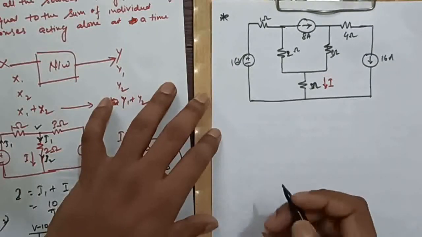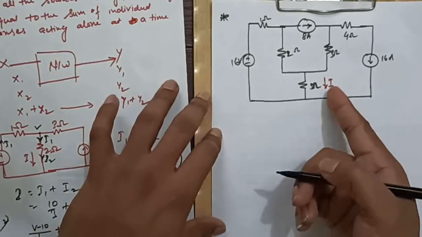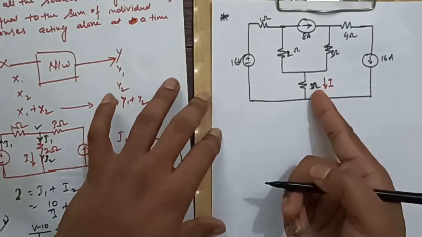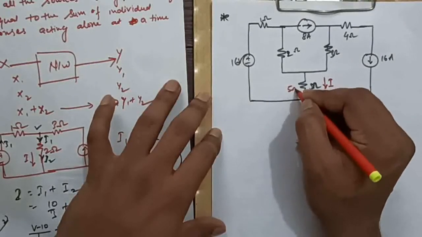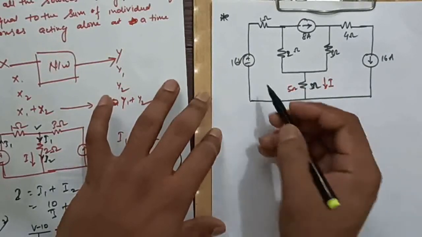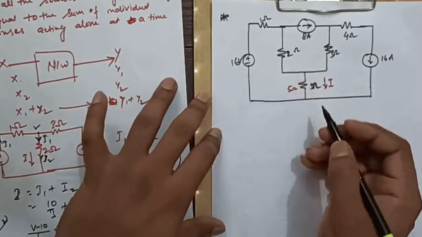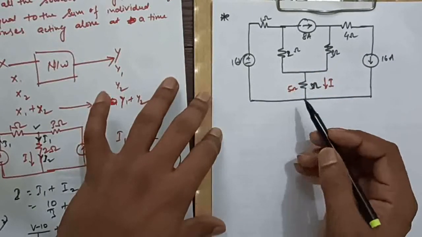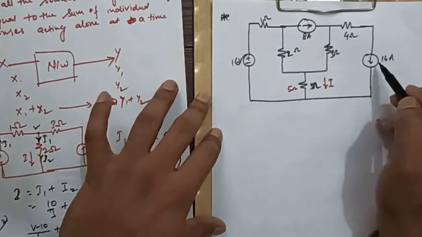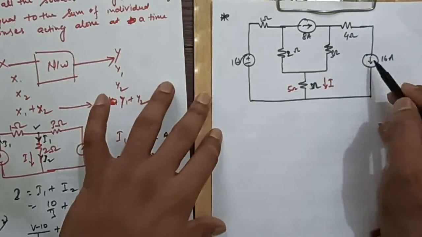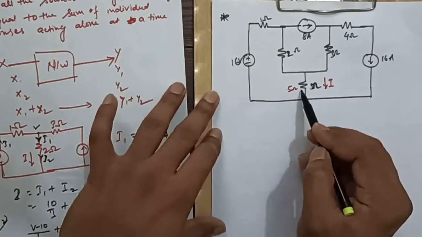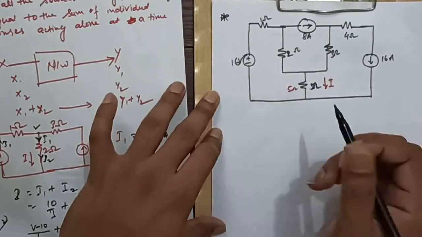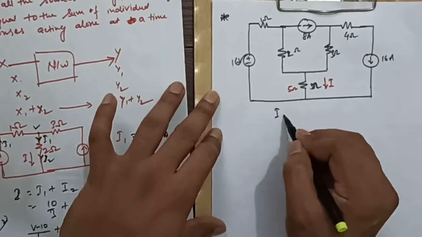So let's first consider the response, that is current flowing through this 5 ohm resistor, due to this 16 volts source. For that, what you have to do? We have to suppress this current source and this current source, means replacing these two by open circuit. So what will be the current in 5 ohm resistor due to this 16 volts, let us say this is I1.